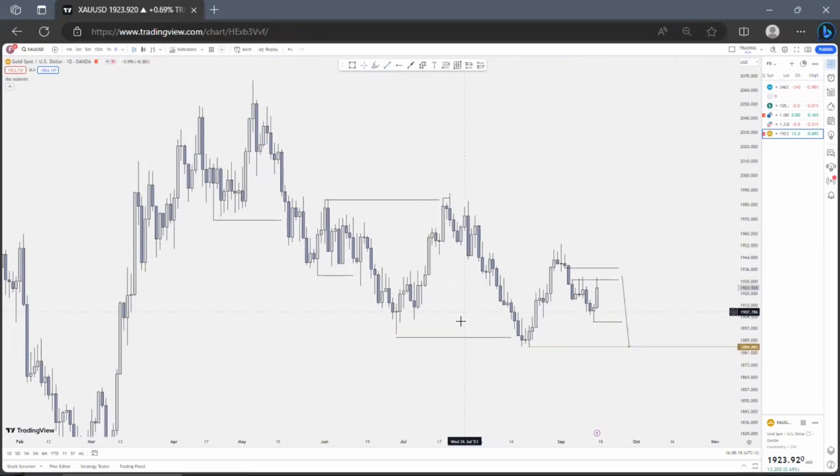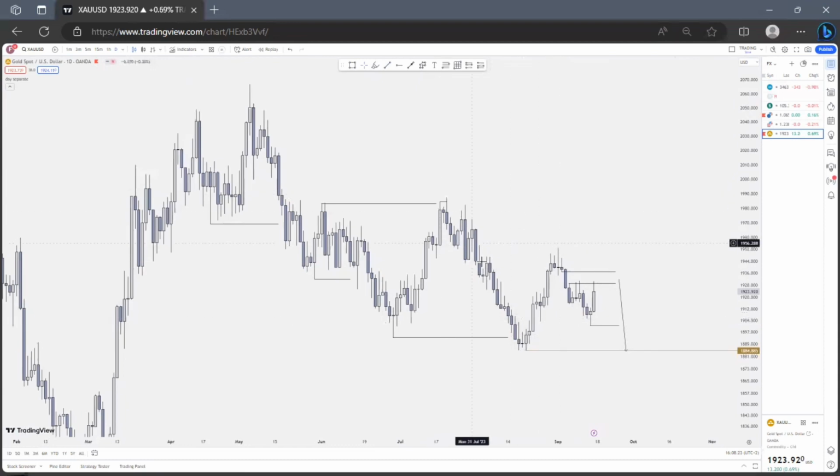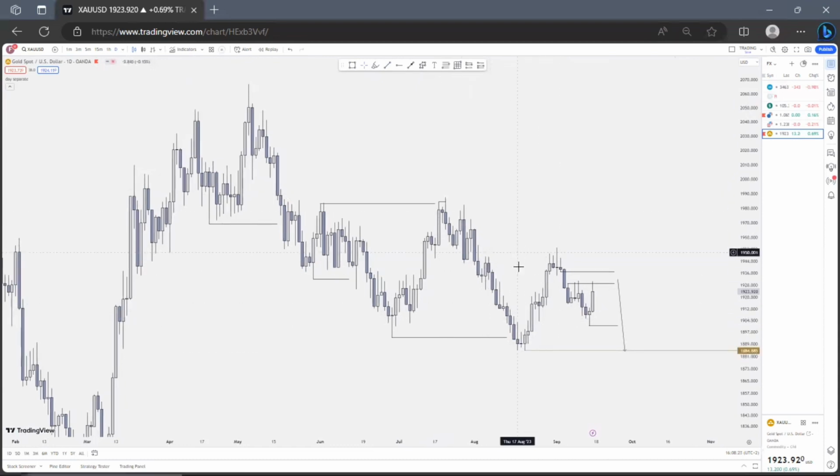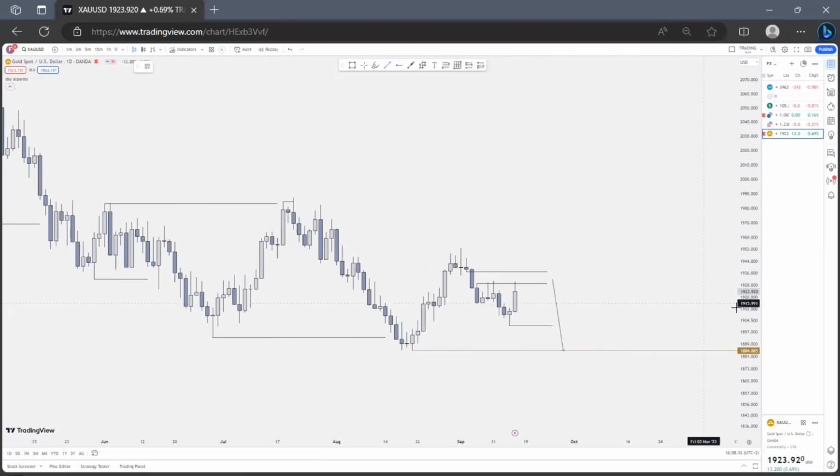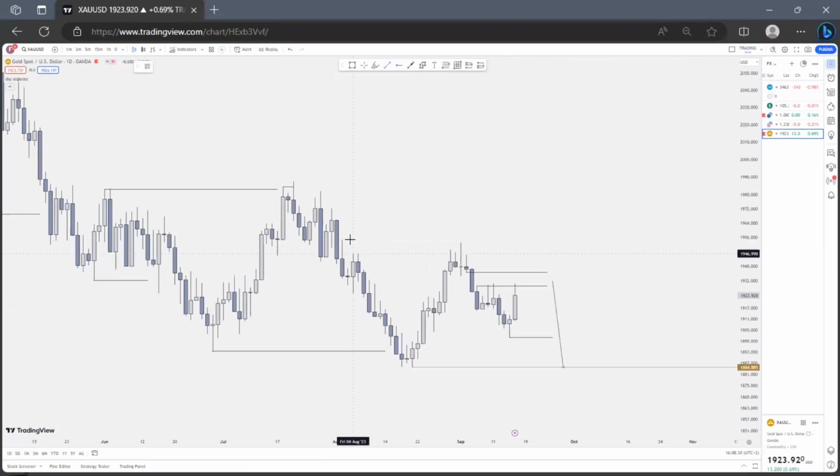The definition of a break of structure is when a candlestick closes with a body below that previous key level. You can clearly see that we did that. We closed with a body below this key level. That's beautiful. One thing you can see here is that we had these equal highs. You can see these two equal highs.